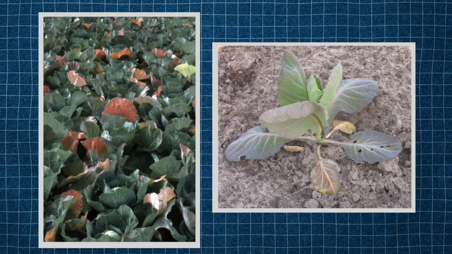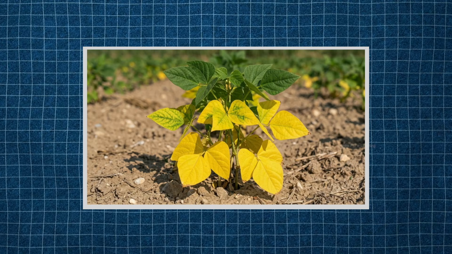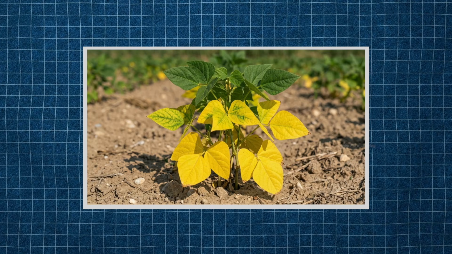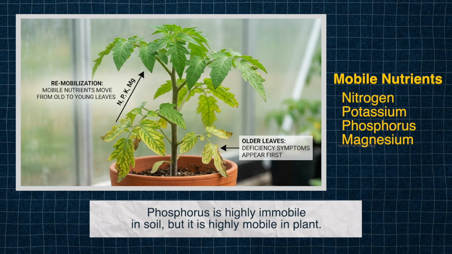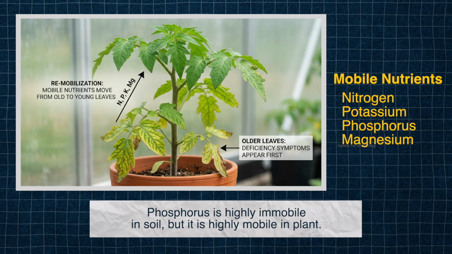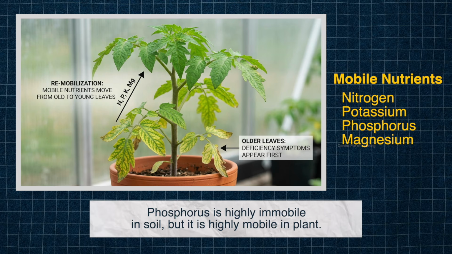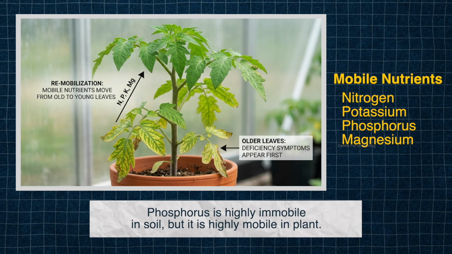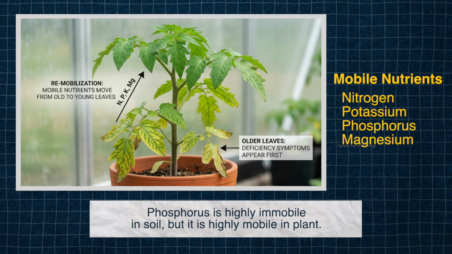In the case of cabbage or cauliflower, you can see pinkish color of the leaves. Cowpea and all, you can see yellow color, especially the older leaves, because nitrogen is a mobile nutrient. This is another principle. N, phosphorus, potassium or magnesium, they are all mobile nutrients in plants, of which phosphorus is highly mobile in soil, but it is also highly mobile in plant. These nutrients will be remobilized from the older portions to the growing portions.